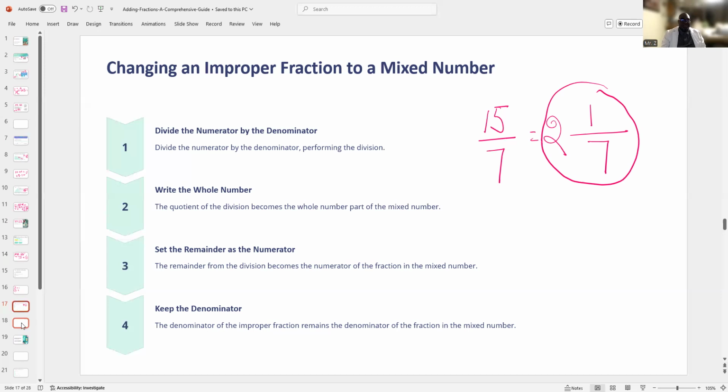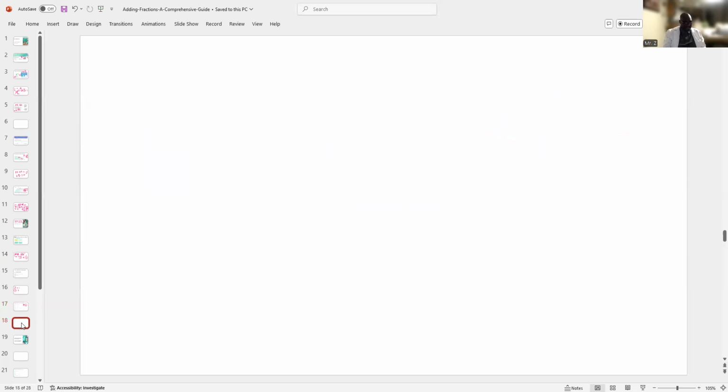So don't forget that one. All right. This is how you can go from an improper fraction to a mixed number.